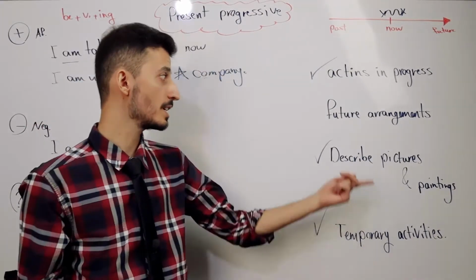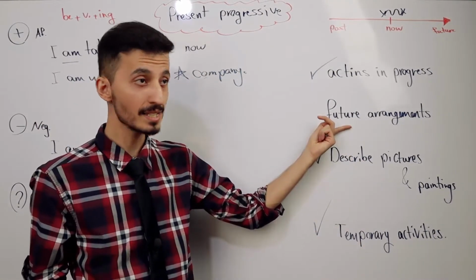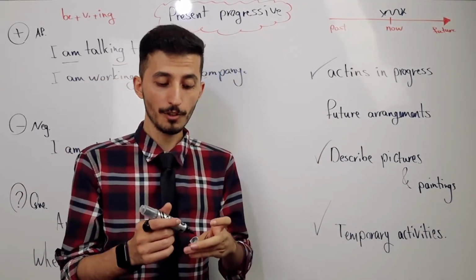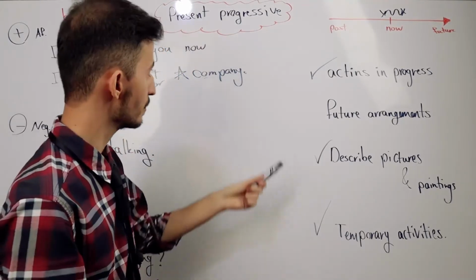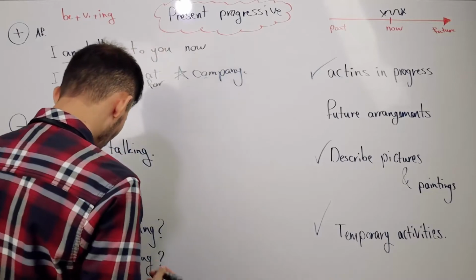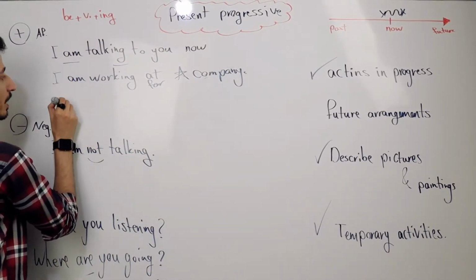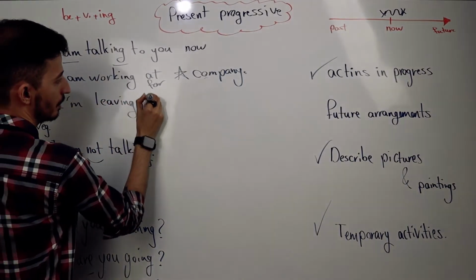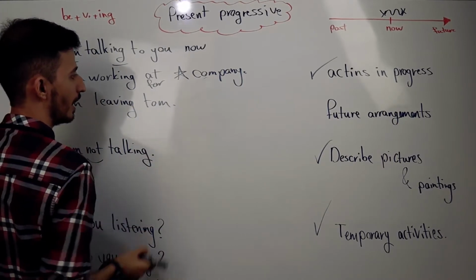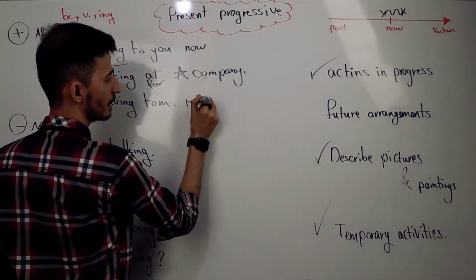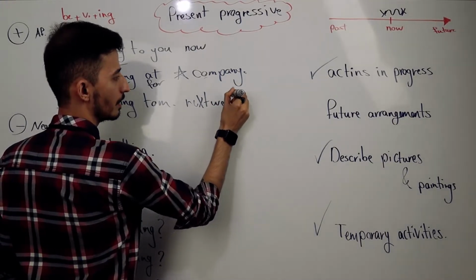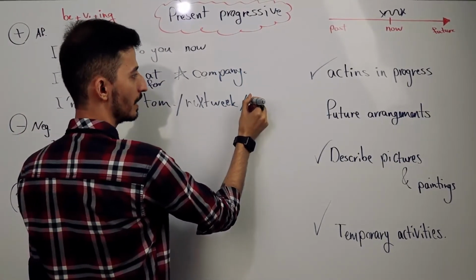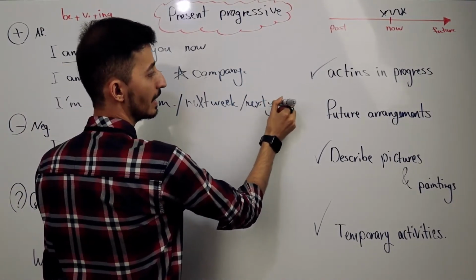And the last usage is future arrangements. Yes, we can use present continuous, present progressive to talk about the future. What should we do? Nothing. Simply use the same structure to talk about the future. For example, I can tell you, I'm leaving tomorrow. I'm leaving next week. I'm leaving next year.